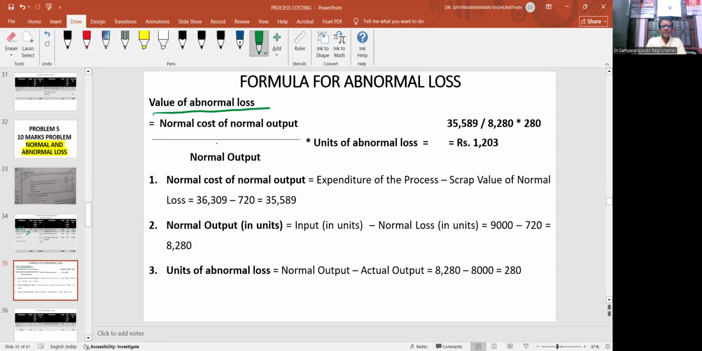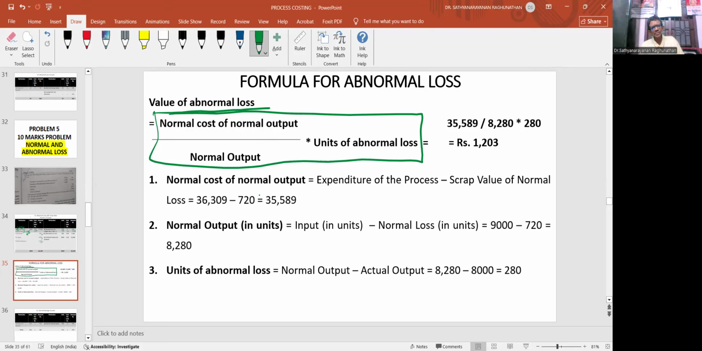Normal cost of normal output divided by normal output into units of abnormal loss. This is the standard formula for the calculation of abnormal loss. Again, I repeat, value of abnormal loss is equal to normal cost of normal output divided by normal output into units of abnormal loss. Now, the first component, normal cost of normal output, is equal to expenditure of the process, that is the debit side of the process Z account minus scrap value of normal loss.